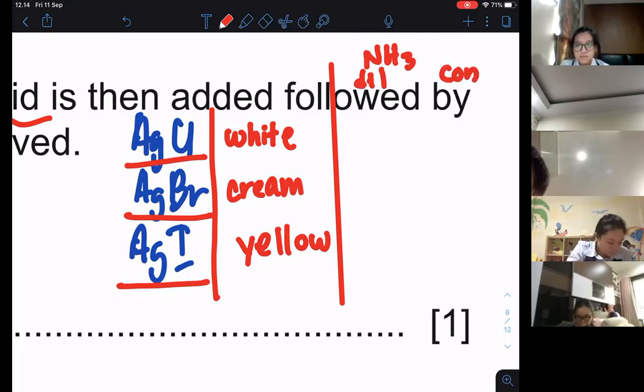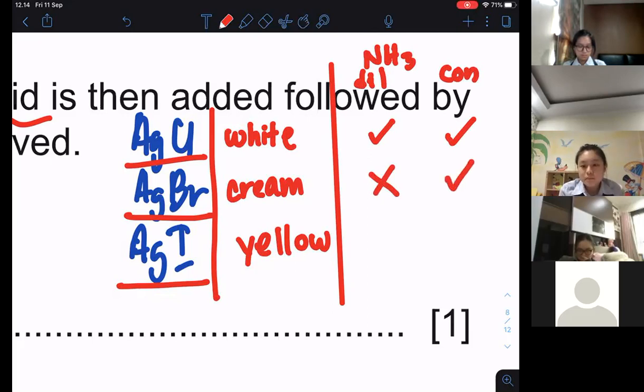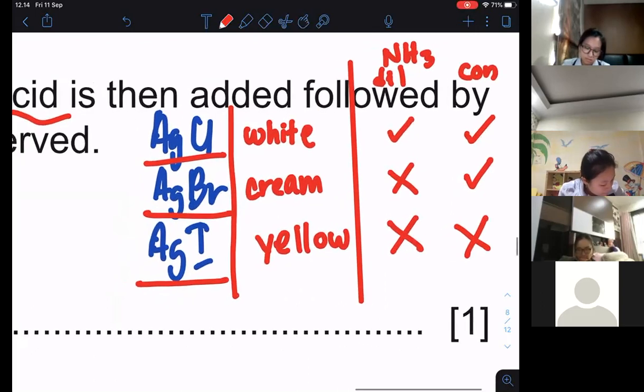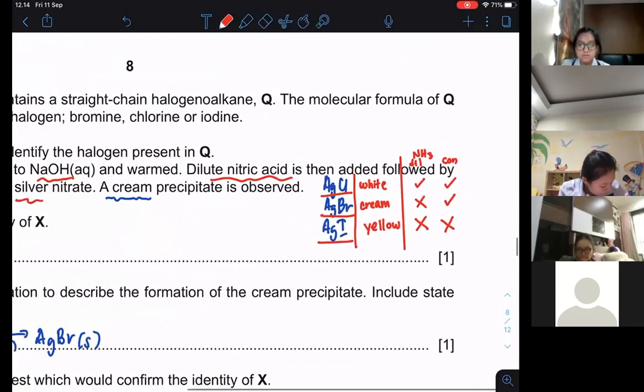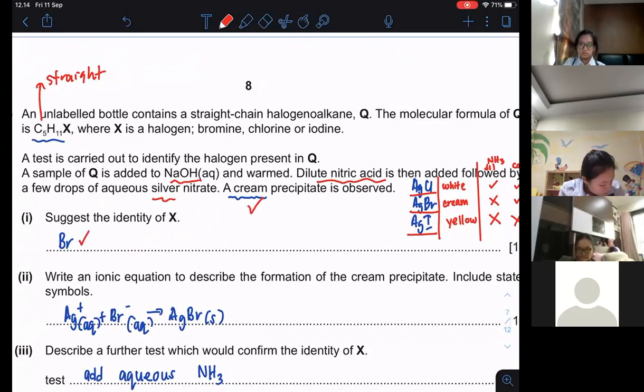When you add ammonia, silver chloride dissolves in dilute ammonia, and also dissolves in concentrated ammonia. Silver bromide does not dissolve, or only partially dissolves, in dilute ammonia, but when you react with concentrated ammonia, it dissolves. For silver iodide, even with concentrated ammonia, it is not going to dissolve. Why is this important? In this question, they say suggest the identity of X. I know it's a cream precipitate, so it must be Br.